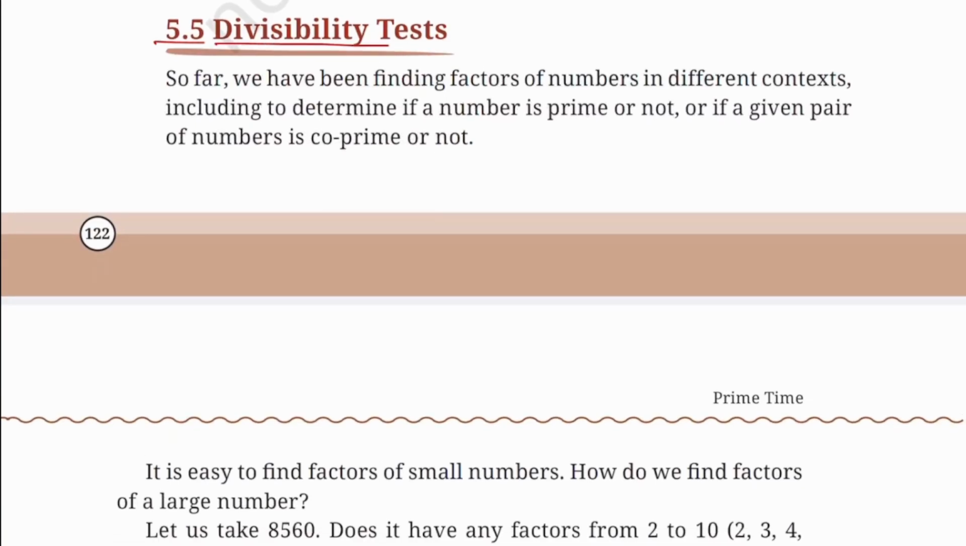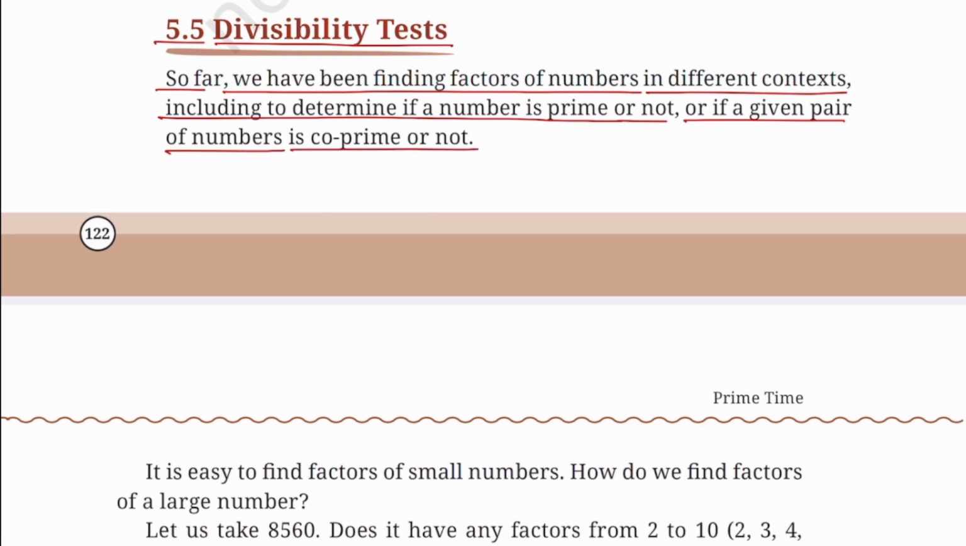5.5 Divisibility tests. So far, we have been finding factors of numbers in different contexts, including to determine if a number is prime or not, or if a given pair of numbers is co-prime or not. It is easy to find factors of small numbers. How do we find factors of a large number?